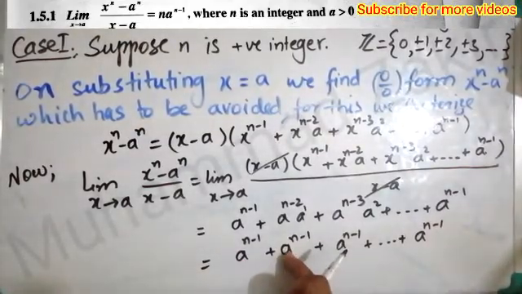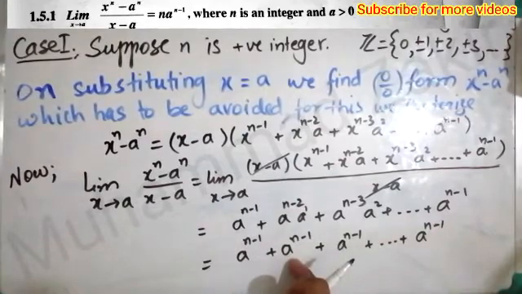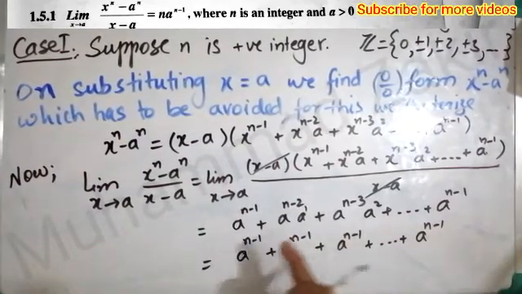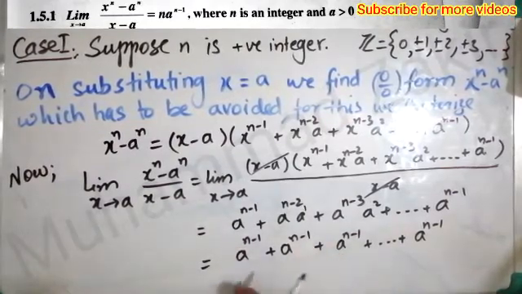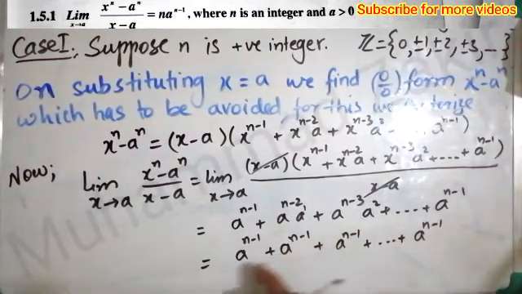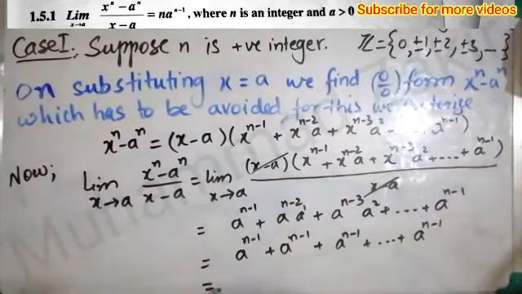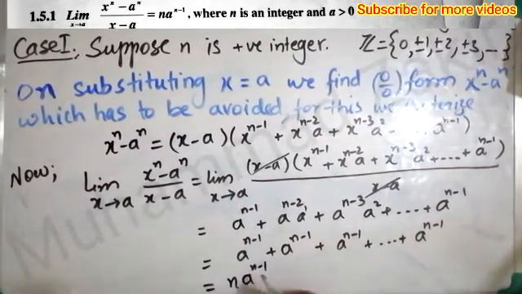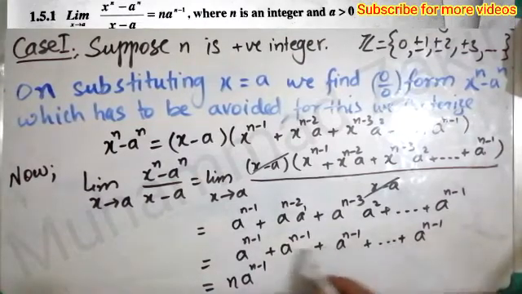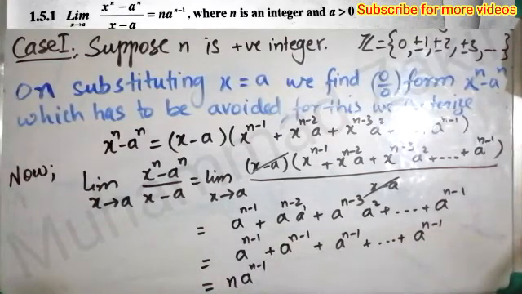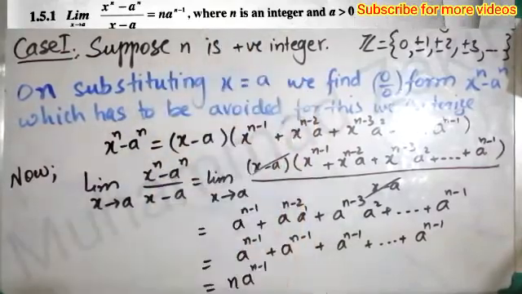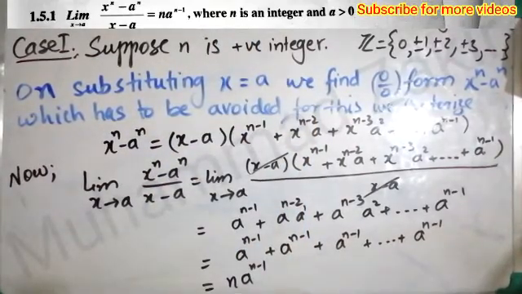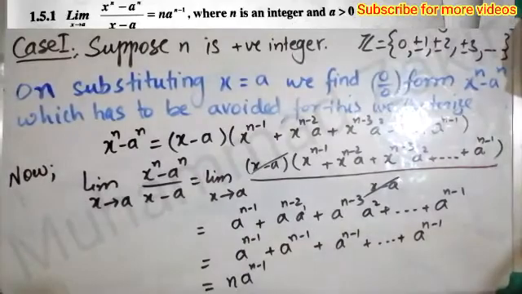If a^(n-1) were written twice, we would write 2a^(n-1). If it had been written 3 times, we would write 3a^(n-1), but it is written n times. So we write n times a^(n-1). How many times is this term written? n times, so the answer is n a^(n-1), students. We have evaluated this limit, and the answer is n a^(n-1), the same as he says here. This was case 1, and now we will move to case 2.